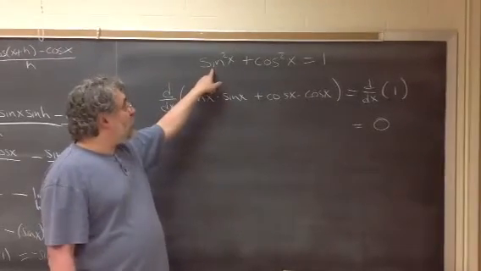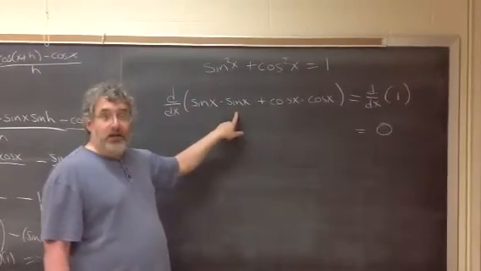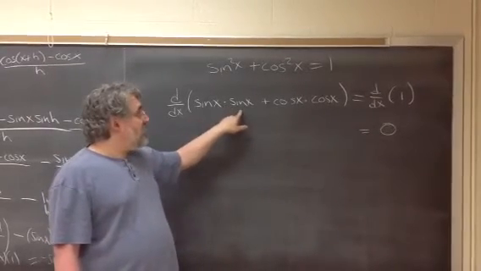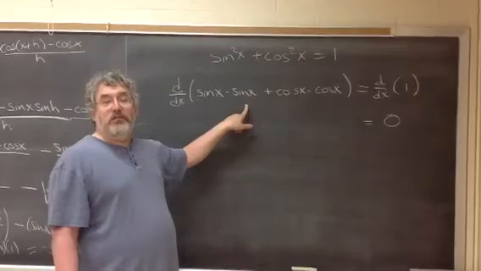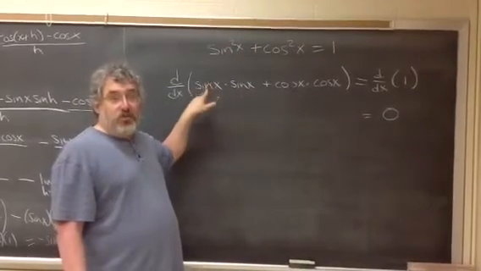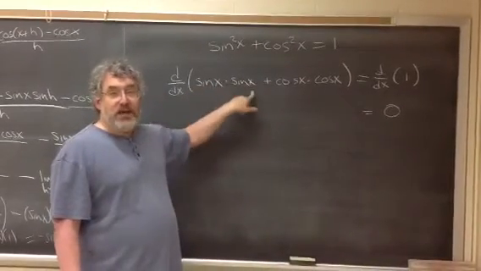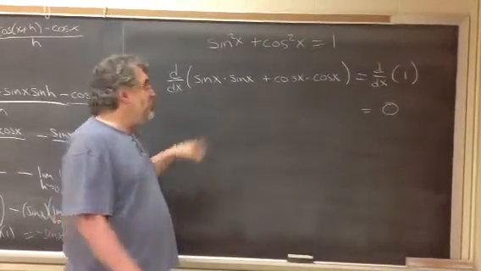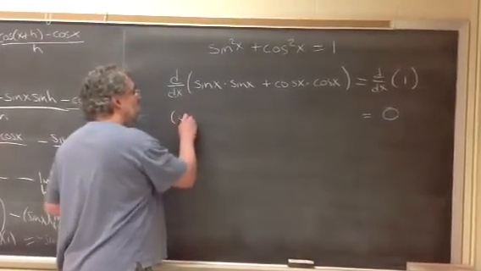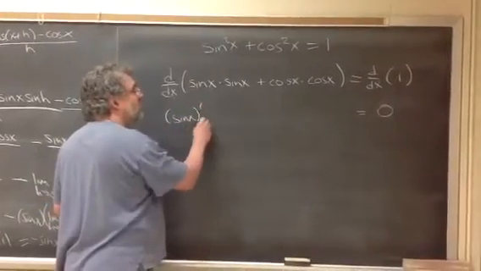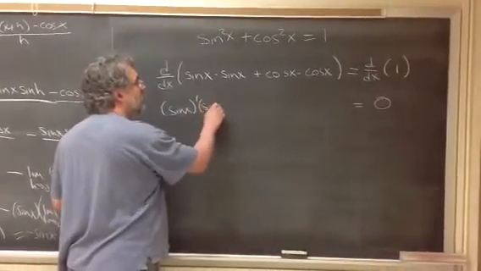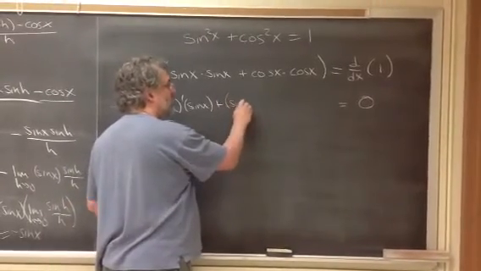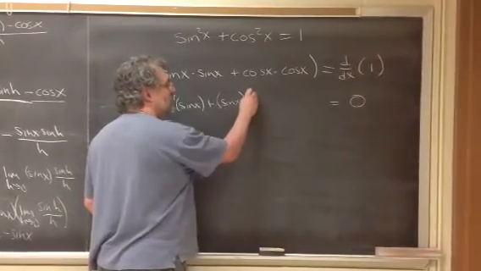But I've written sine squared of x as sine times sine, so we can use the product rule. This is the sine times the sine, the first times the second. The derivative of that is the derivative of the first times the second, plus the derivative of the second times the first. Now notice those are the same thing. The derivative of the first, we don't know what that is yet, times the second, plus the derivative of the second, times the first.